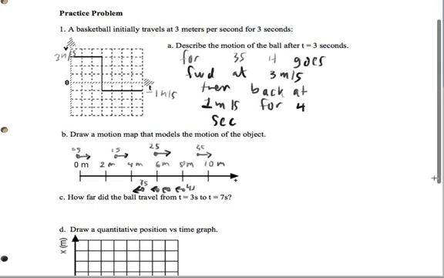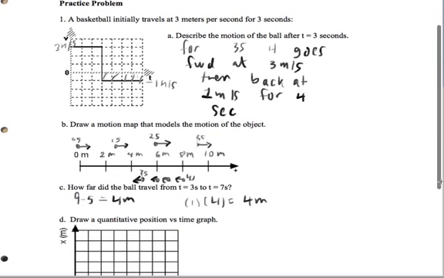How far did the ball travel from 3 to 7 seconds? So when we actually look at that, at 3 seconds I was at 9. At 7 seconds, I'm at 5. So 9 minus 5 is 4 meters. Another way to look at that is I can get the area underneath the velocity graph, and that gives me 1 times 4, which is 4 meters.